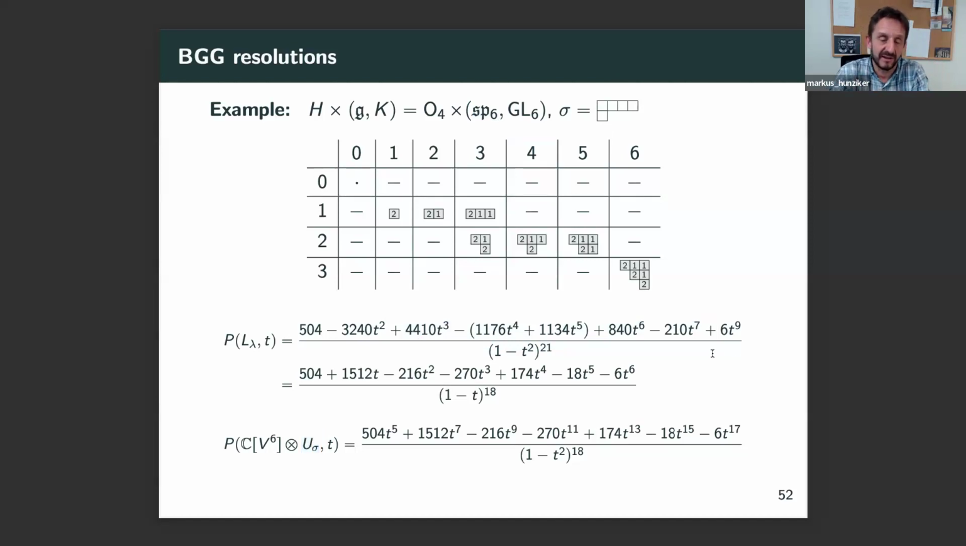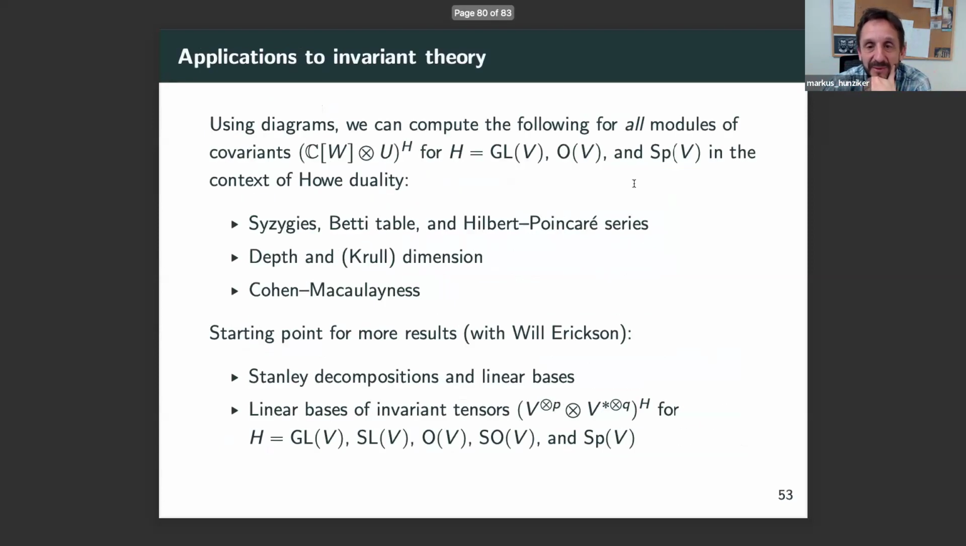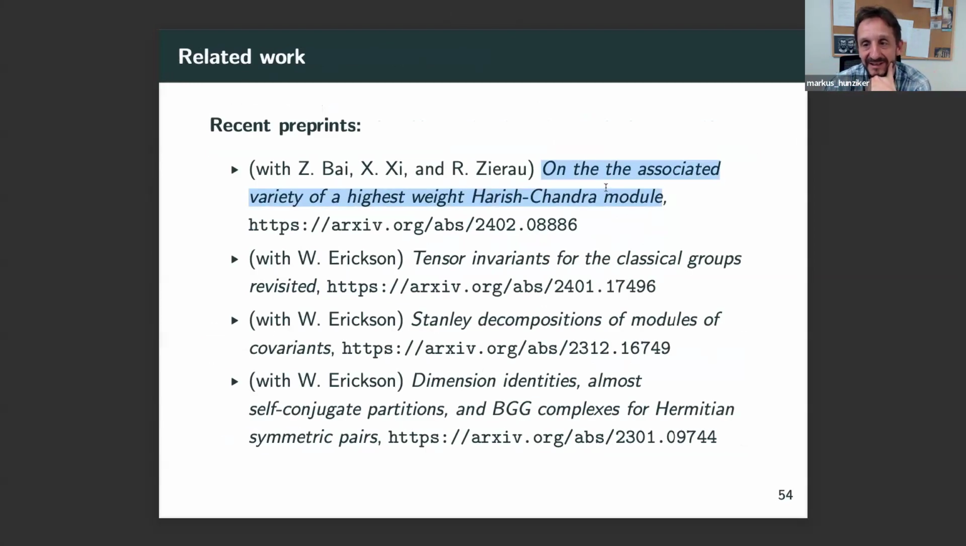By the way, the associated variety, this was worked out with Roger Zierau and two Chinese collaborators. I can read off the associated variety of all these L lambdas directly from the diagram that I introduced. It's in this paper here. We show that the associated variety is completely determined by just the width, the so-called width of a poset. It's rather elegant, actually.